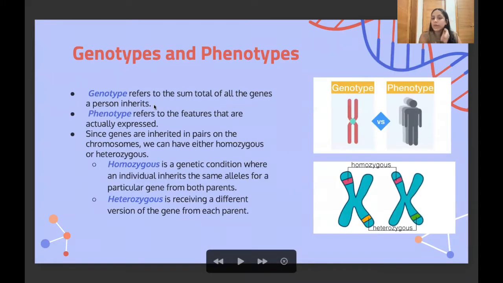Genotypes and phenotypes. Genotype refers to the sum total of all the genes a person inherits, while phenotype refers to the features that are actually expressed. Since genes are inherited in pairs on the chromosomes, we can have either homozygous or heterozygous. Homozygous is a genetic condition where an individual inherits the same alleles for a particular gene from both parents, while heterozygous is receiving a different version of the gene from each parent.